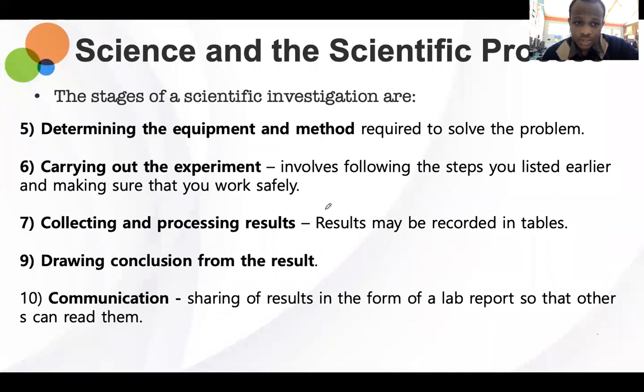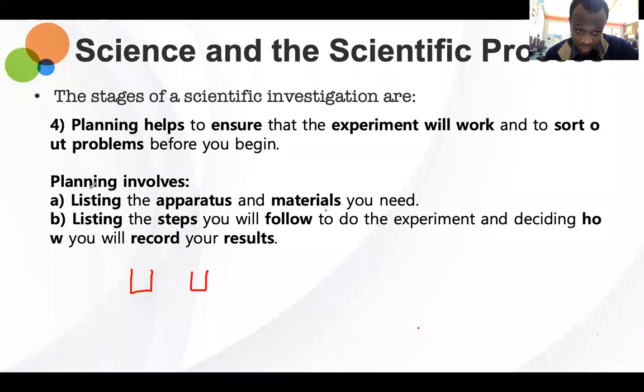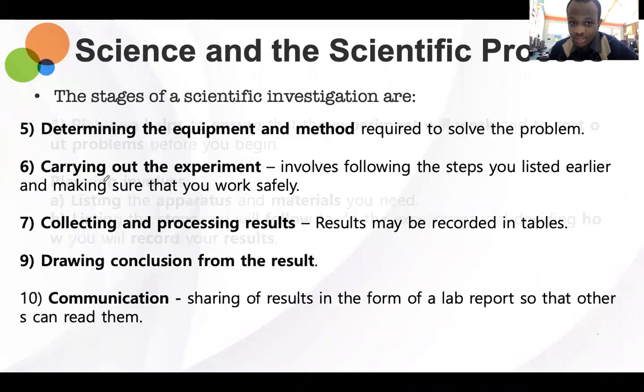So we determine the equipment and the method required to solve the problem. That is step 5. So we plan first, we plan how we're going to go about it. Then now we actually make decisions. We make decisions in the determining phase. As we said, we were just planning a while ago. Now we're going to decide which step we're going to use. Are we going to do both of them at the same time, or are we going to just do one at a time? So it's really up to you as a scientist to think about which one is more effective and what you're trying to achieve.